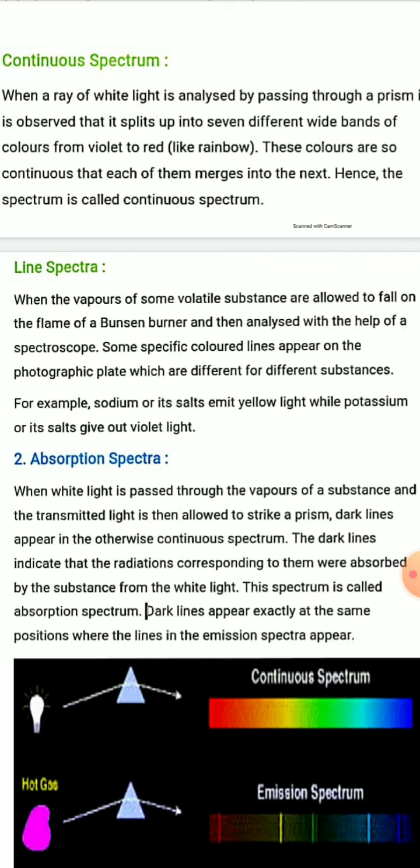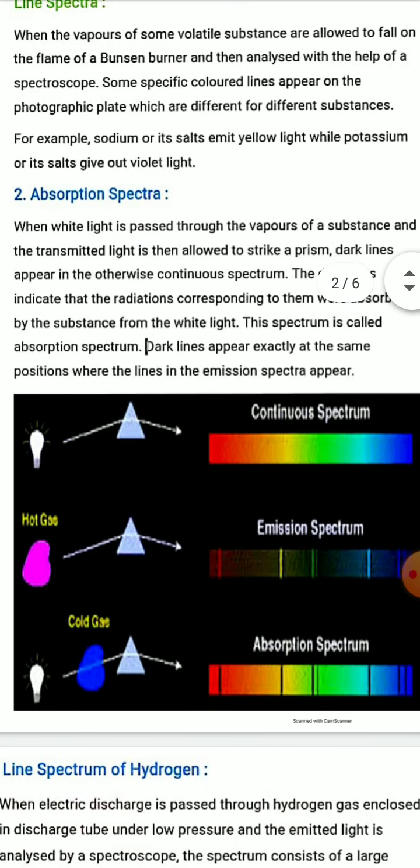For example, sodium or its salt, that is sodium chloride, emits yellow light, while potassium or its salt gives out violet light. The spectrum of hydrogen atom is also one type of line spectrum. Okay, and the second type of spectrum is absorption spectrum.